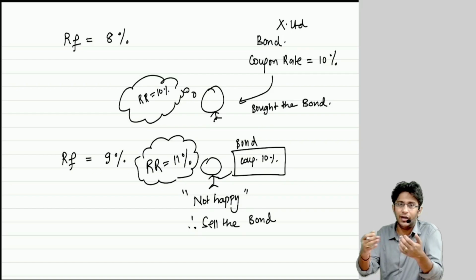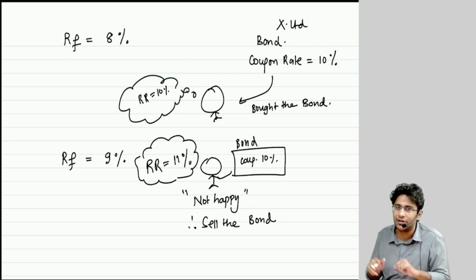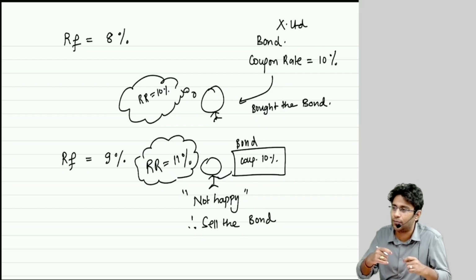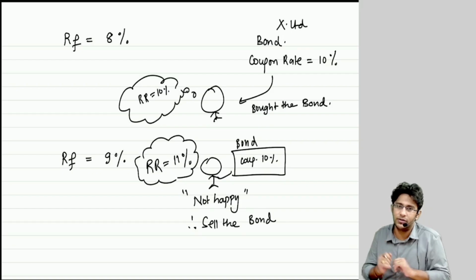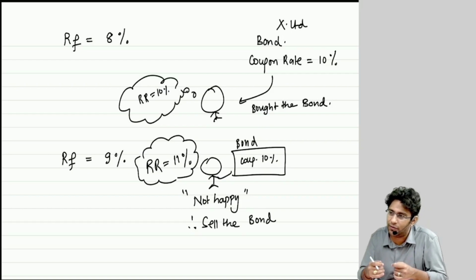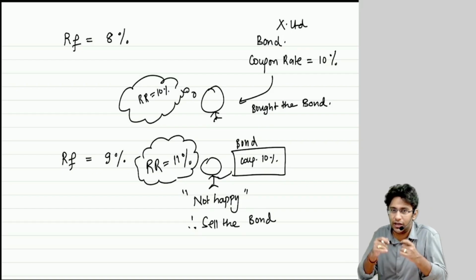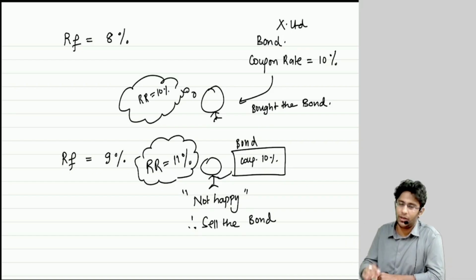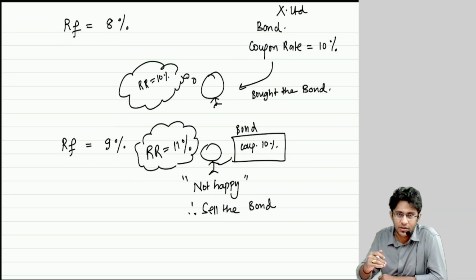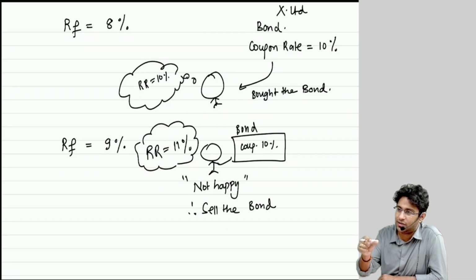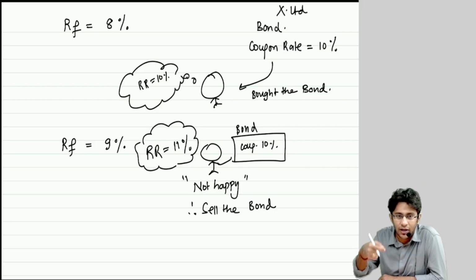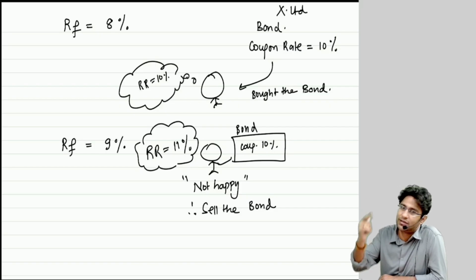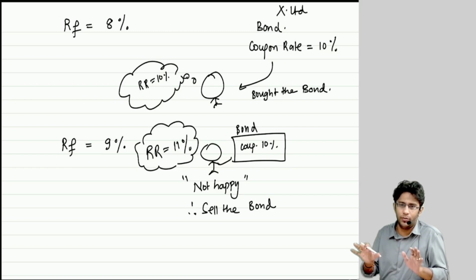Since nobody is willing to come forward to buy this bond, what will this fellow do? He will try to sell the bond at a little lower price. Still nobody comes. Even lower price, nobody comes. Even more, yes, somebody will come. Sir, why is somebody coming? When the price drops, even though the coupon rate is 10%, since he is purchasing the bond at a lower rate, he will be able to get his 11% return.